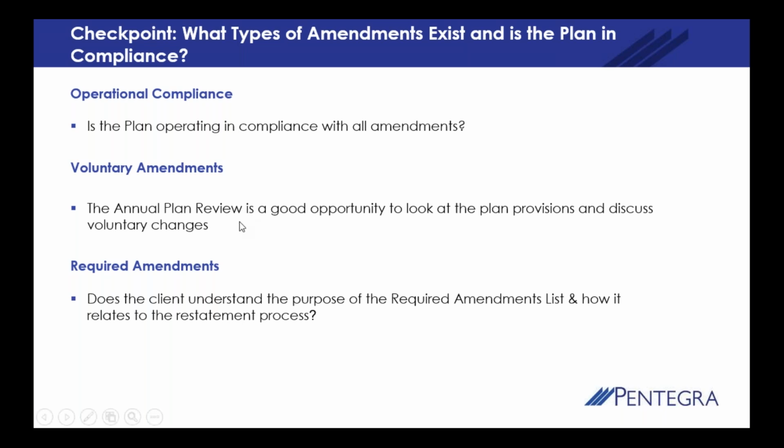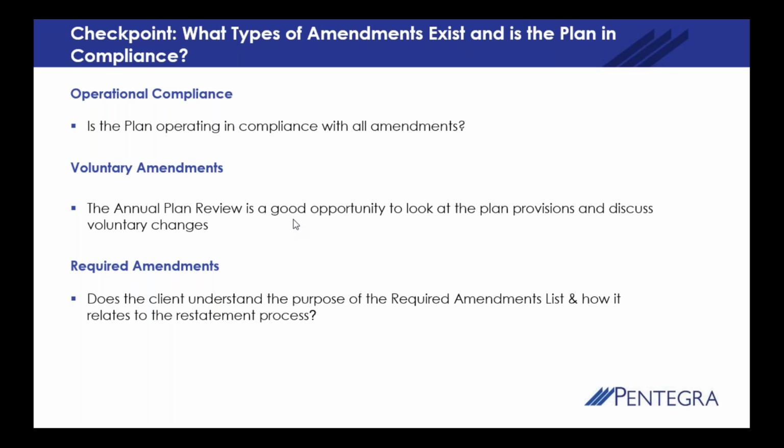Speaking of which, how do we bundle all of this together and present all of these moving parts in a way that makes sense to our clients? I like to use any sort of annual plan review as an opportunity for doing that. I think most of us use the annual plan review already as an opportunity to look at plan provisions. But I think it's also a good opportunity to discuss the status of the document, because as we've seen, the status of the document and any voluntary amendments that we make tie into each other.